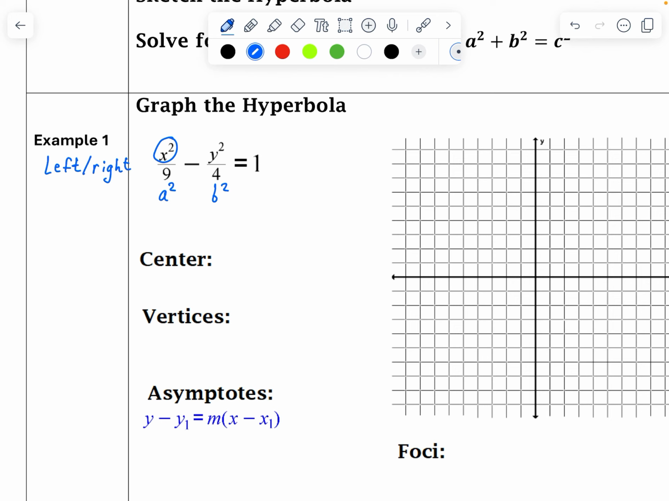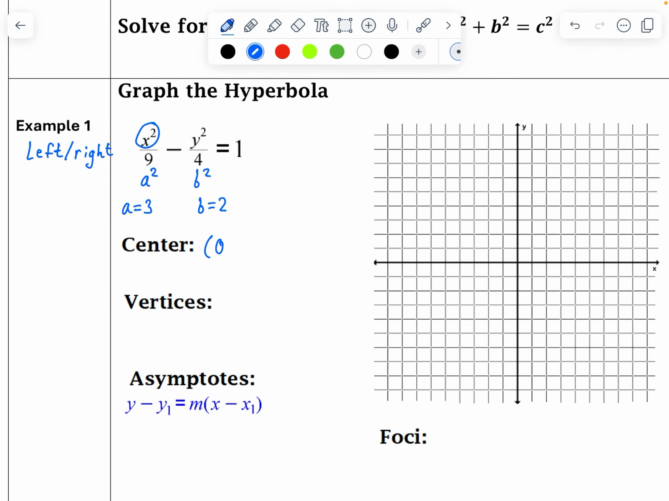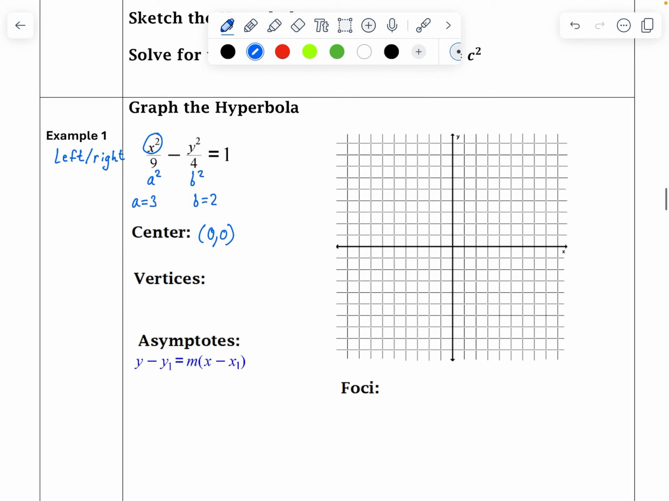And since our a squared is 9, our a value would be 3, and our b value would be 2. And our center is at 0, 0 for all of the ones in this section. So here's 0, 0. From here, we are going to go left and right by 3 because our a value is under x. So 1, 2, 3, 1, 2, 3 to the left. And those are the coordinates that we want to write down. We're going to write 3, 0 and negative 3, 0 because our a value goes with the vertices.